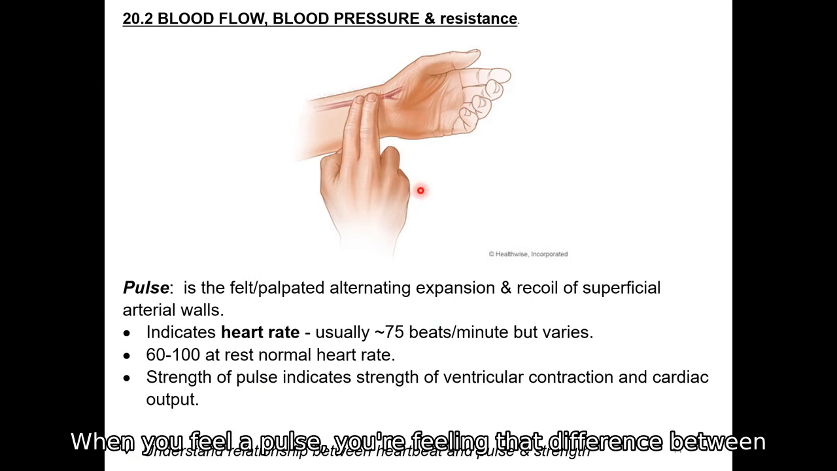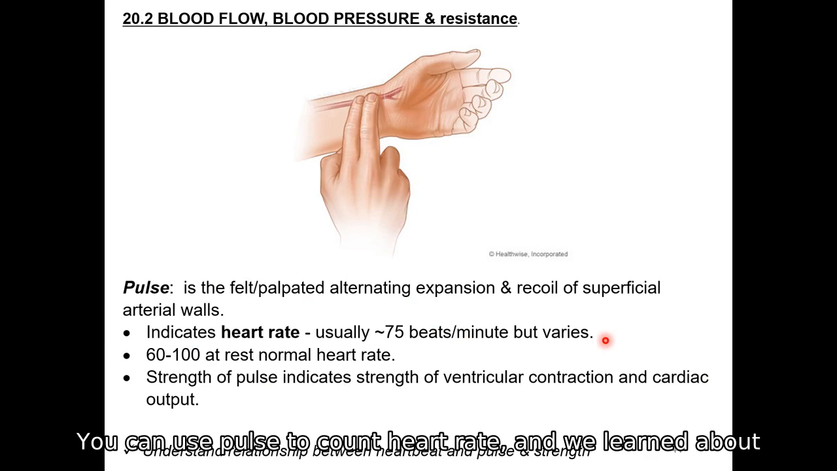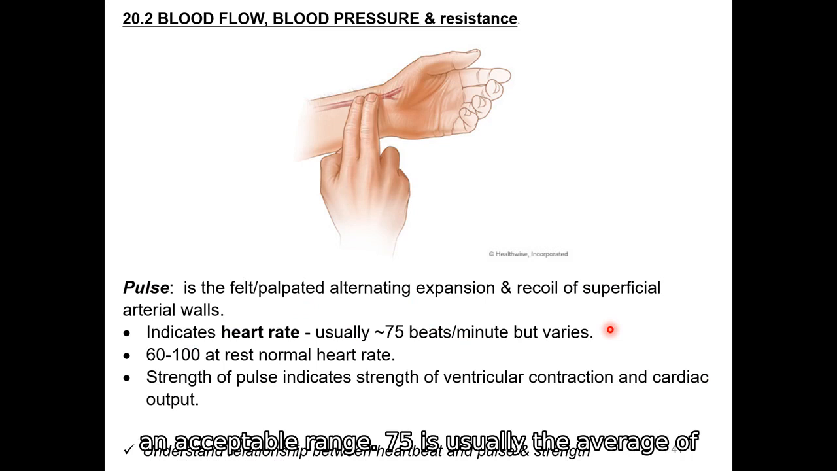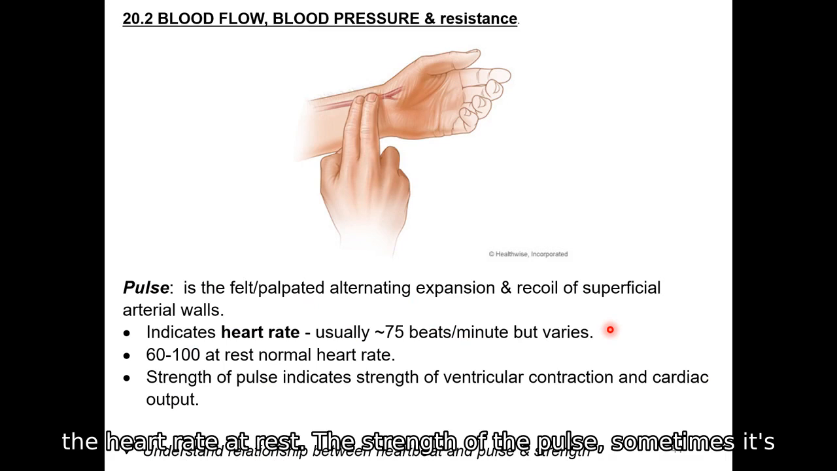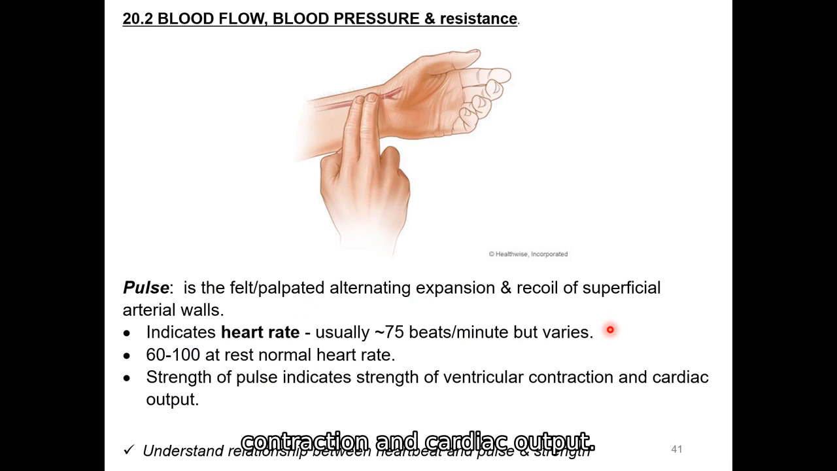When you feel a pulse, you're feeling that difference between systolic and diastolic pressure. You can use pulse to count heart rate, and we learned that between 60 and 100 is an acceptable range. 75 is usually the average heart rate at rest. Sometimes it's difficult to feel a pulse, so the strength of the pulse is basically the strength of ventricular contraction and cardiac output.